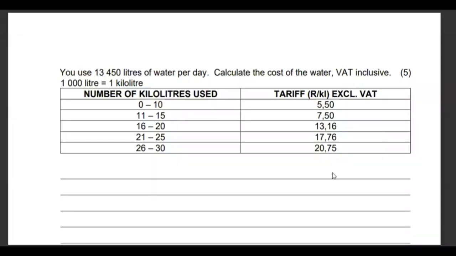All right. Let's look at what we call water tariffs. What I want you to remember is that in water tariffs, you're given what we call brackets. These are brackets, and we say bracket 1, bracket 2, bracket 3, 4, and 5.